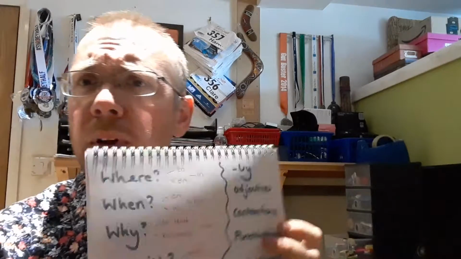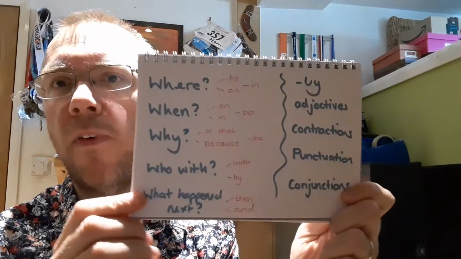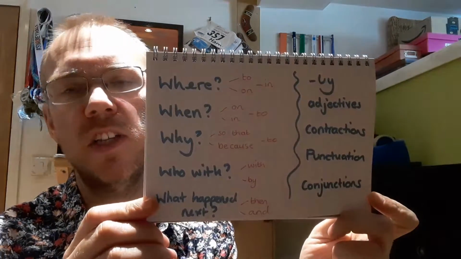So what I want you to do is take that sentence, the dinosaur walked, and I would like you to improve it. Now you might do this maybe 4 or 5 different times in different ways, using some of these strategies to make 4 or 5 really interesting sentences about a dinosaur.